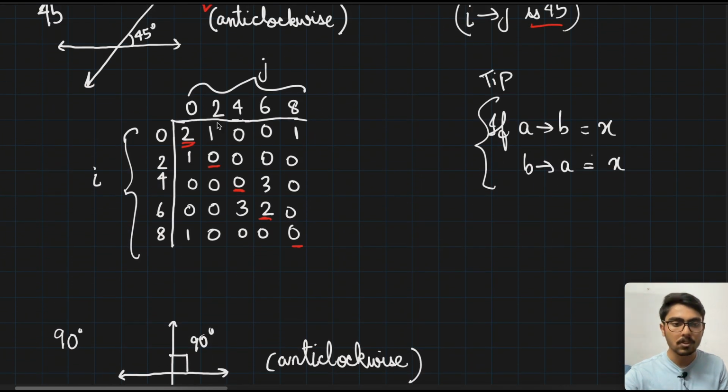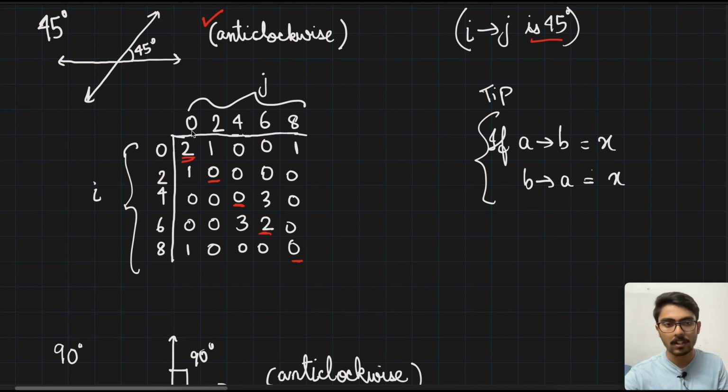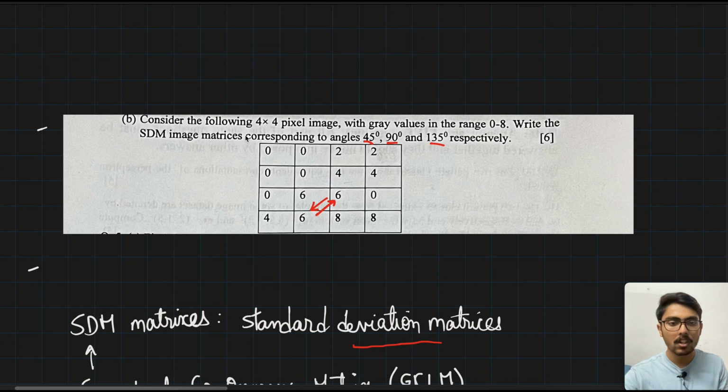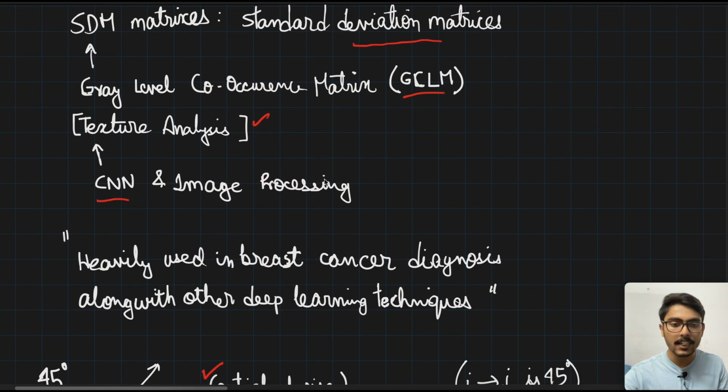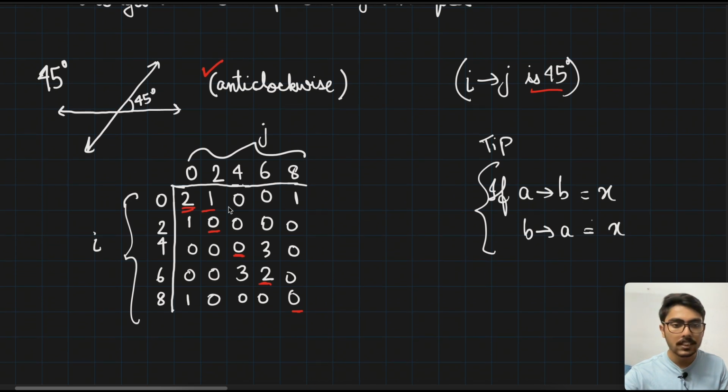Now we come to the first row. We consider 0 as the starting point i and j as the ending point, and then check whether we are getting 45 degrees or not. If we just go above, 0 and 0 we have already written. You see 0 to 2 is a 45 degree angle, and we don't have any other 0 starting point and ending point at 45, so it will be 1. Similarly, for 0 and 4 it is 0, and for 0 and 6 also it is 0.